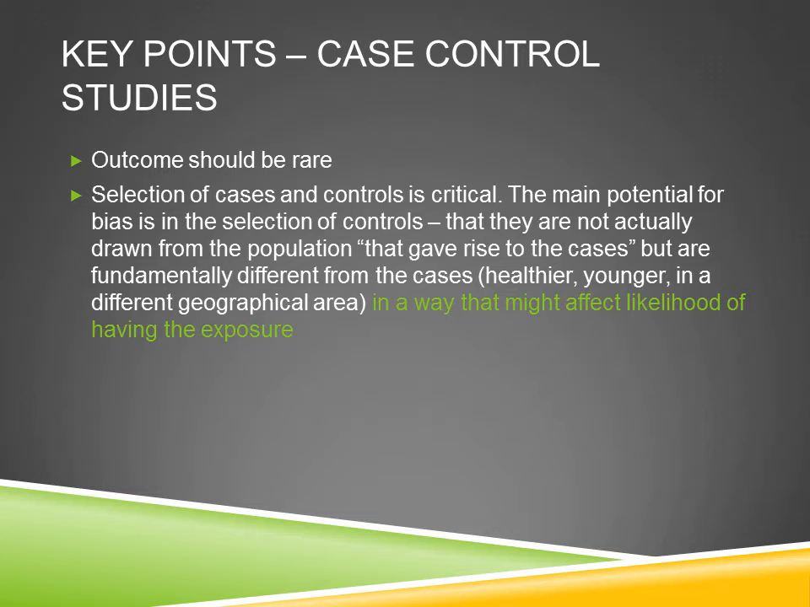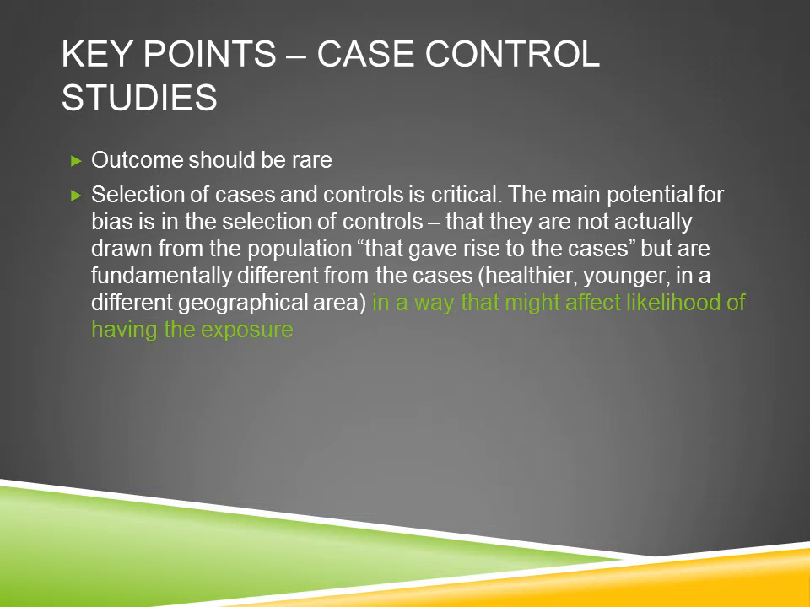They're healthier, they're younger, they live in a different geographical area. And the problem is that that way might affect their likelihood of having the exposure. So, for example, if exposure to firecrackers is your concern and your cases are 100 kids with VSD from the pediatric cardiology clinic at BMC, and your controls are a bunch of kids who live on, I don't know, an Air Force base or someplace where there's lots of loud noises, right?